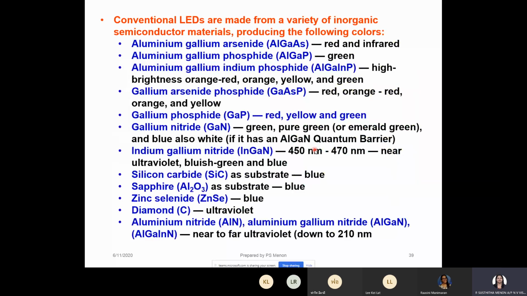Conventional LEDs are made from a variety of inorganic semiconductor materials. If you want red, you have to use aluminum gallium arsenide as the active material, green, aluminum gallium phosphide, and so forth. Zinc selenide gives you blue. Silicon carbide as a substrate gives you blue. Sapphire also gives you blue.